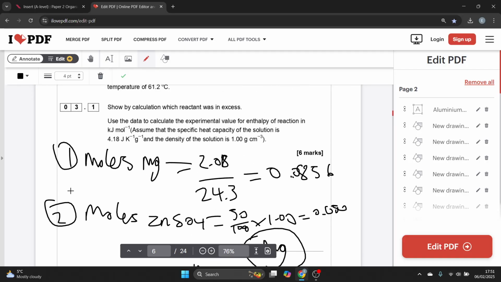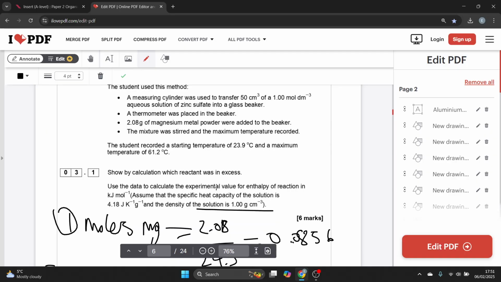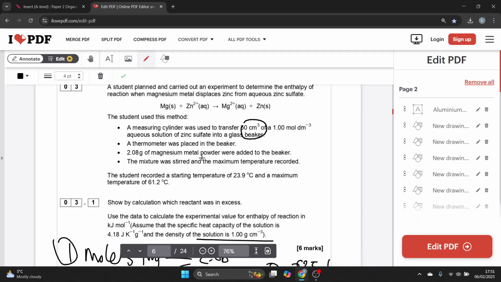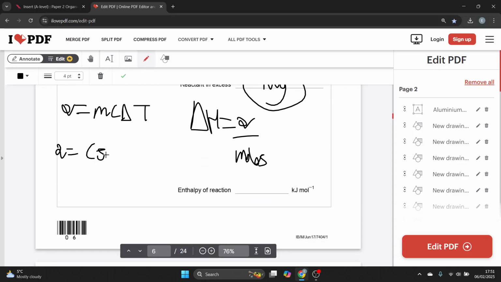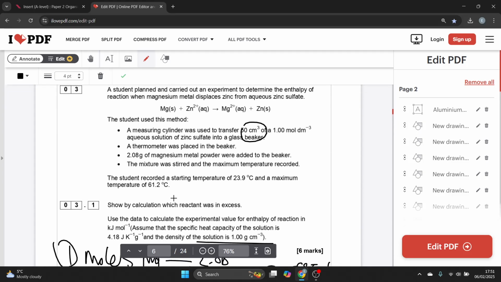Q equals the mass. The mass of what exactly? Well, I know density of solution 1 gram per centimeter cubed. How many? 50 centimeters cubed. So it's going to be 50 times by 4. Is it 4.18? Yeah, it's always 4.18, specific heat capacity, times by temperature change, which is going to be 61.2 minus 23.9.